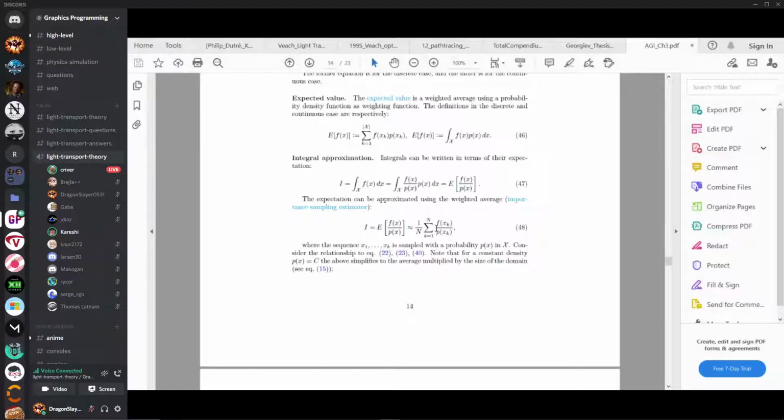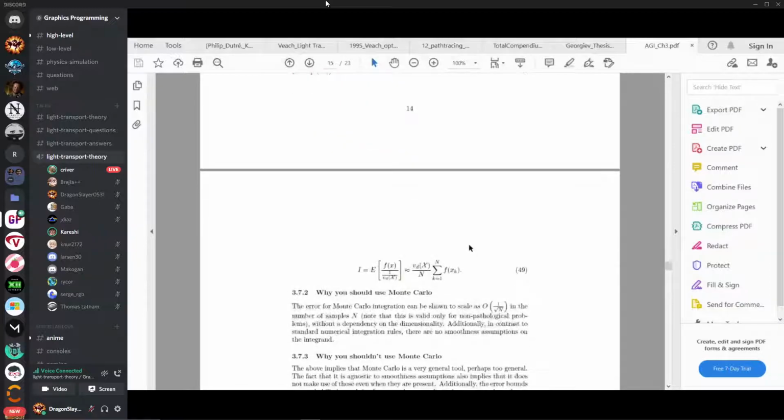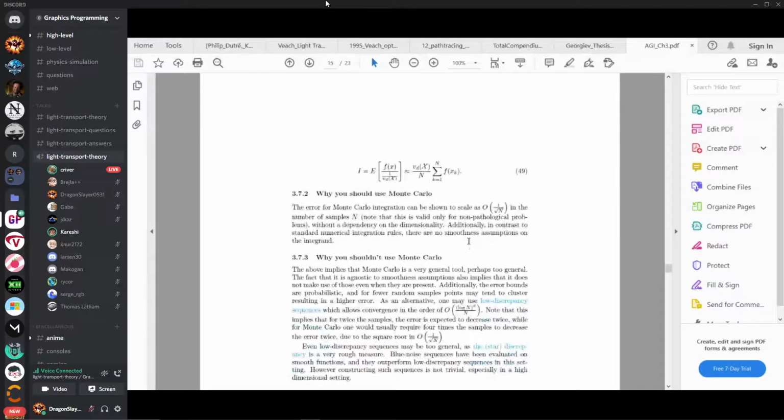What I presented before is valid for any sequence, as long as the sequence is good in some sense, so uniform in some sense, not necessarily random. Random sequences can clump, etc. So not always an ideal thing.